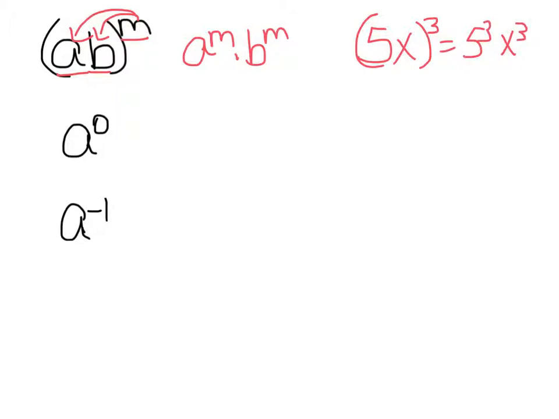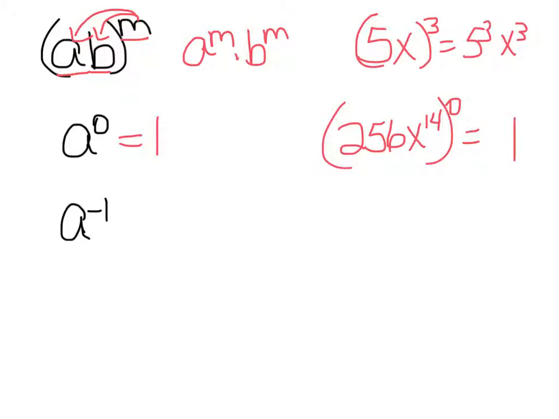On the next example, a to the 0: any number to the 0 power equals 1, unless it's 0 itself. So if you have 256x to the 14th, and that whole thing is raised to the 0, it doesn't matter. That is an answer of 1.